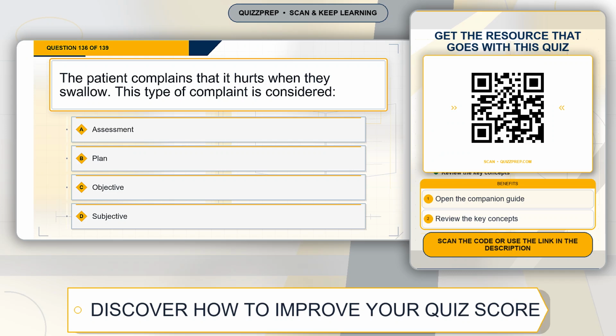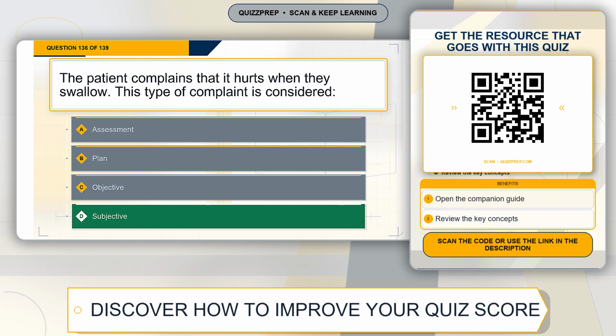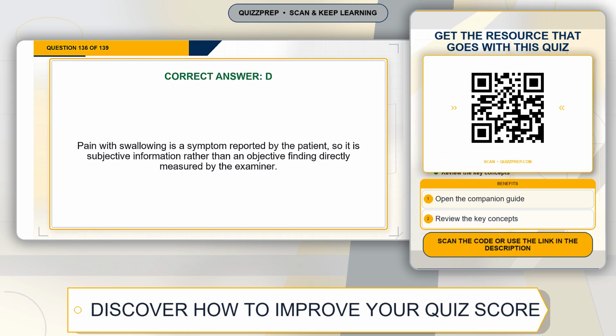Question 136. The patient complains that it hurts when they swallow. This type of complaint is considered: option A, assessment. Option B, plan. Option C, objective. Option D, subjective. The correct answer is option D, subjective. Explanation. Pain with swallowing is a symptom reported by the patient, so it is subjective information rather than an objective finding directly measured by the examiner.